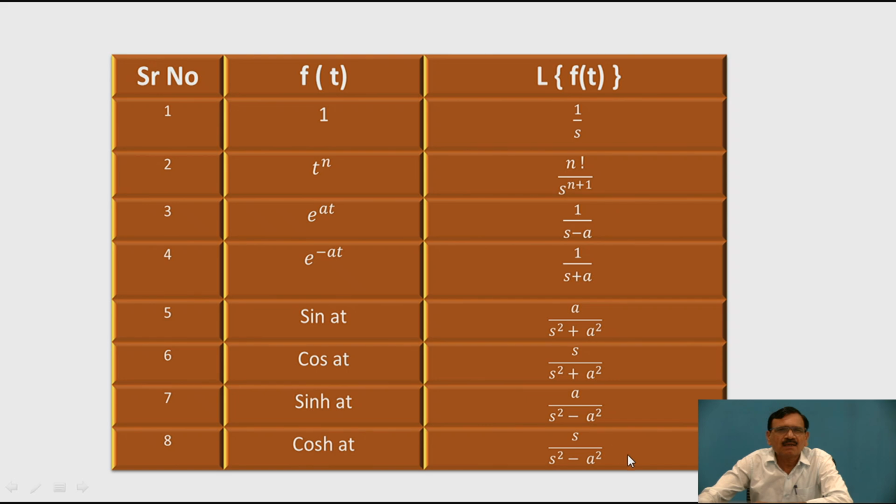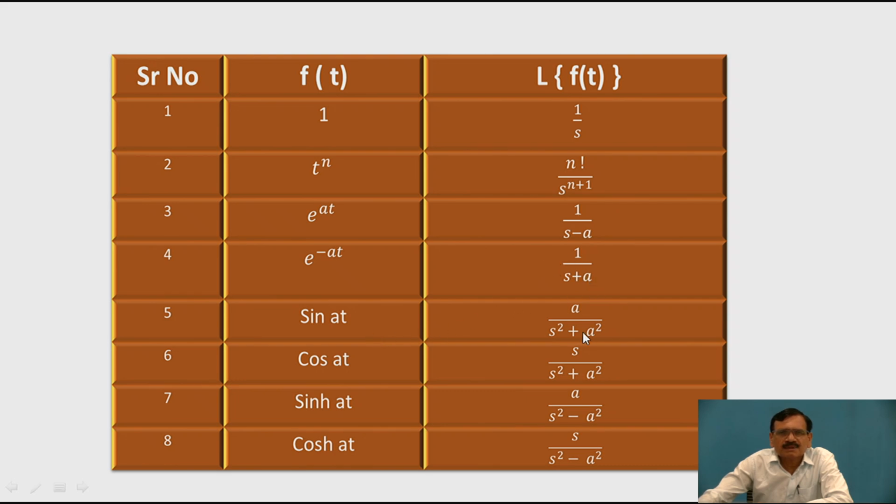Now, this is the table of Laplace transforms. These are the standard functions and their Laplace transforms. So, you have seen that in case of k, if you put k equal to 1, we get the Laplace transform of 1 is 1 by s, and we have seen the Laplace transform of t raised to n is n factorial upon s raised to n plus 1. The Laplace transform of e raised to at is 1 upon s minus a. The Laplace transform of e raised to minus at is 1 upon s plus a.